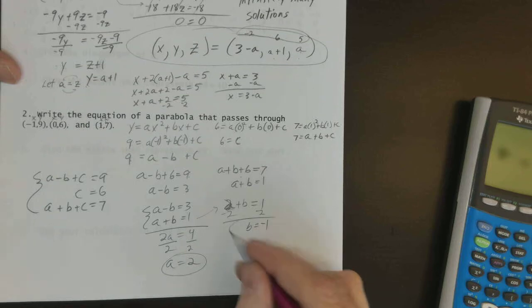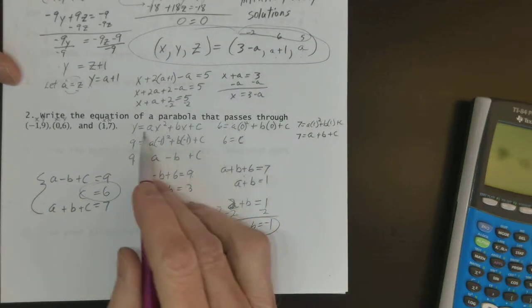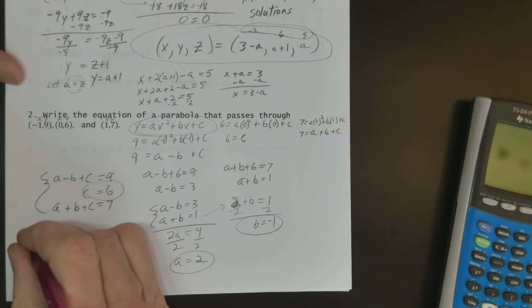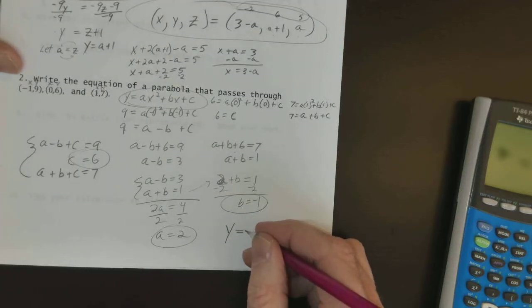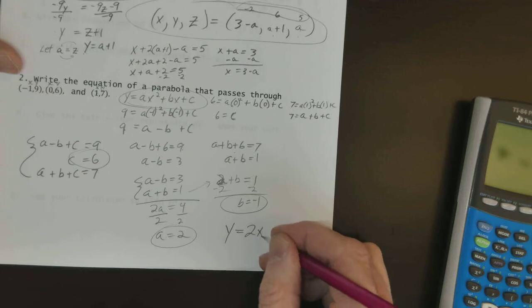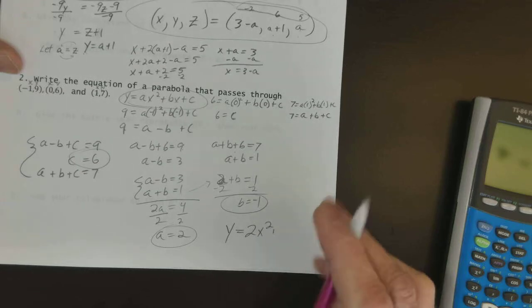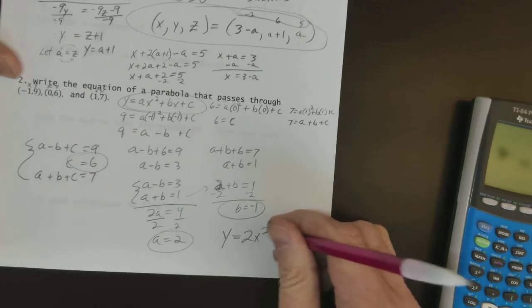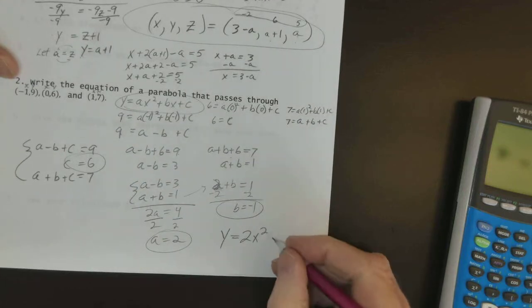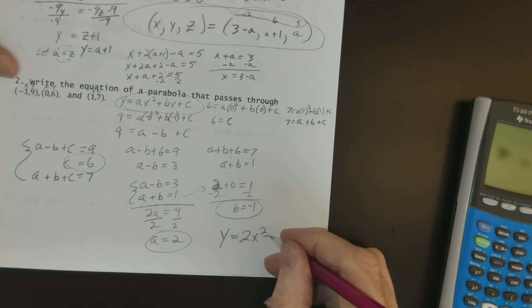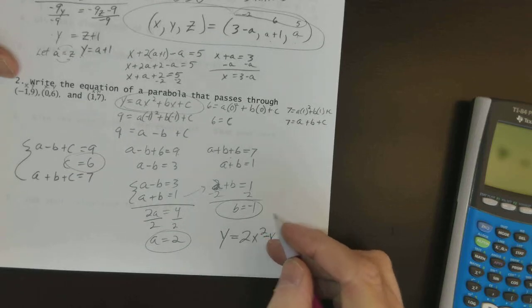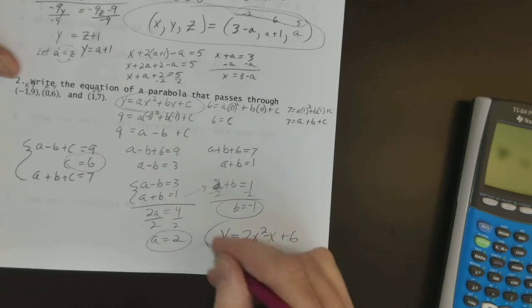So I have my a, I have my b, I have my c, and now I'm ready to write my equation. Let's do it down here. y equals a, which is 2x squared plus, I'll go minus 1x plus 6. So there's my parabola equation.